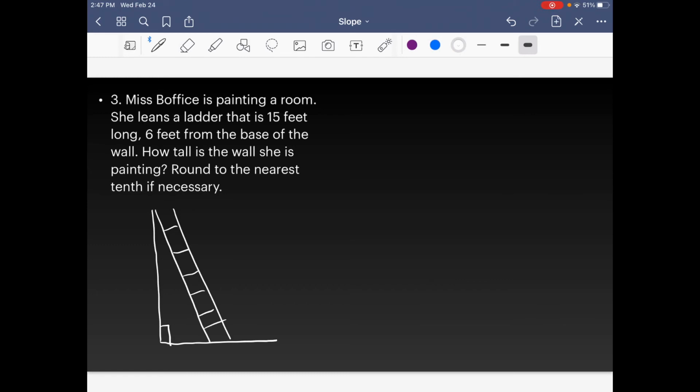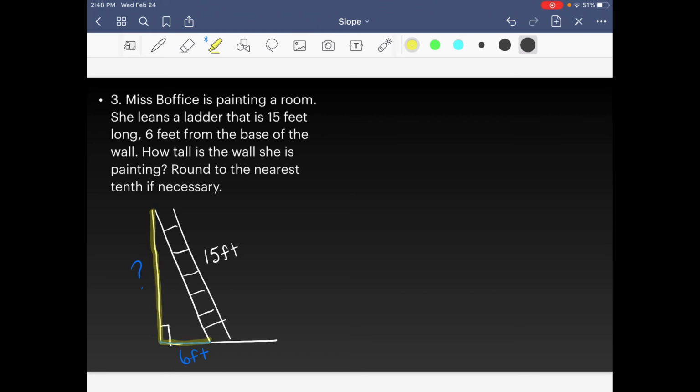So Miss Bofice's ladder is 15 feet long. And it's 6 feet from the base of the wall. So what that means is from the corner of the wall to the ladder, it's 6 feet away. We need to know how tall the wall is that she's painting, so we don't know this part right here. So take a look at where your right angle is being formed. That's your legs.